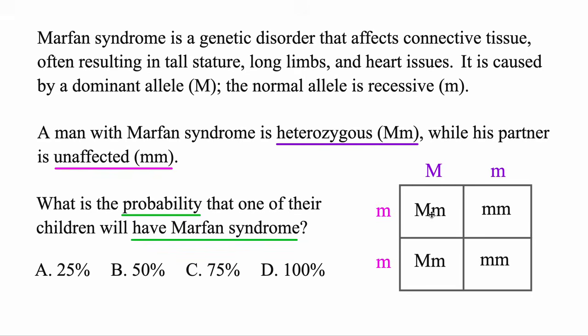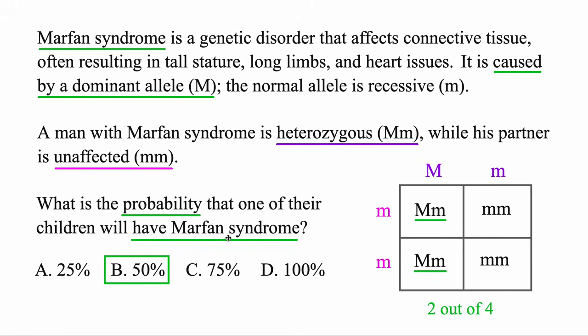Finally, we just want to know, what does the capital letter represent? Because if they have a capital letter, they have that trait. And up top, they say Marfan syndrome. It's caused by a dominant allele or capital M. So if they have a capital M, they do have Marfan syndrome. So 1, 2, let's highlight these two kids. They definitely do have Marfan syndrome. And that's 2 out of these 4 kids, or 2 quarters, 50 cents. Therefore, 50% will have Marfan syndrome.